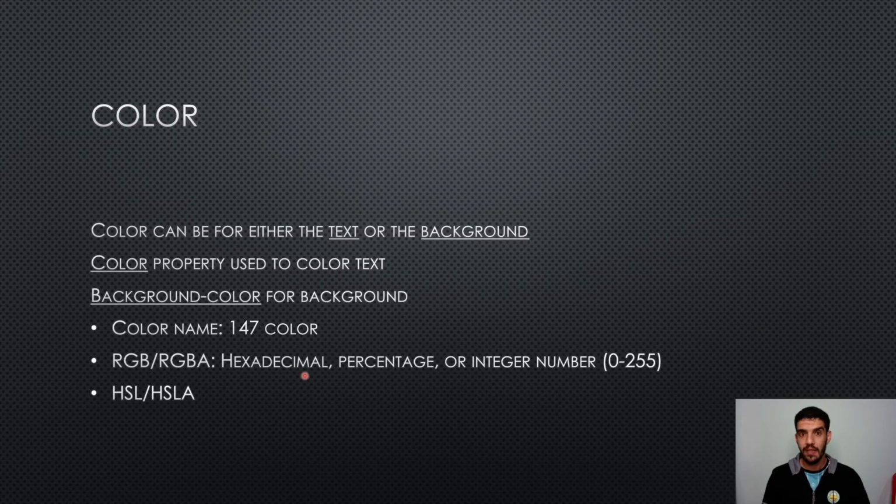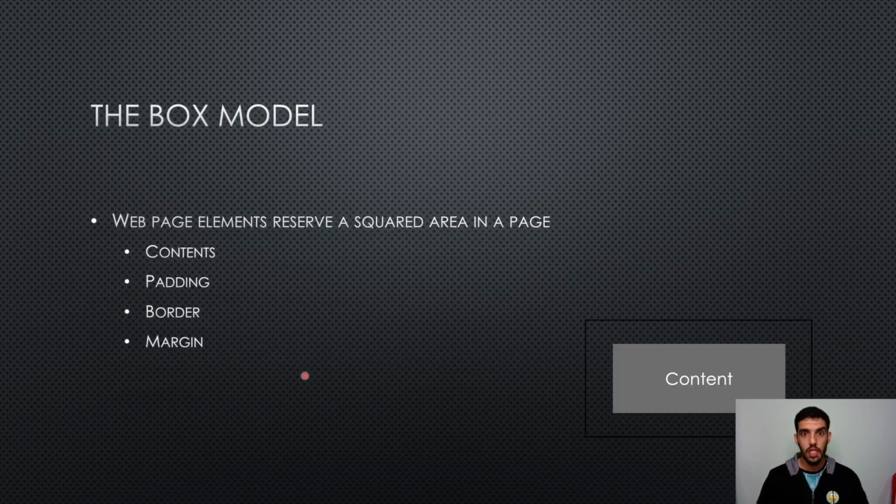All right, so we have covered lots of properties, and now it's the box model. In general, each web page element will reserve a box in our web page. As you can see in the example here, we have a content. Imagine it's a paragraph or a heading or even an image, okay? So it will reserve a box in the page, or let's say a square space in the page. This square space has content, padding, border, and margin. And of course, you can see the content there, right?